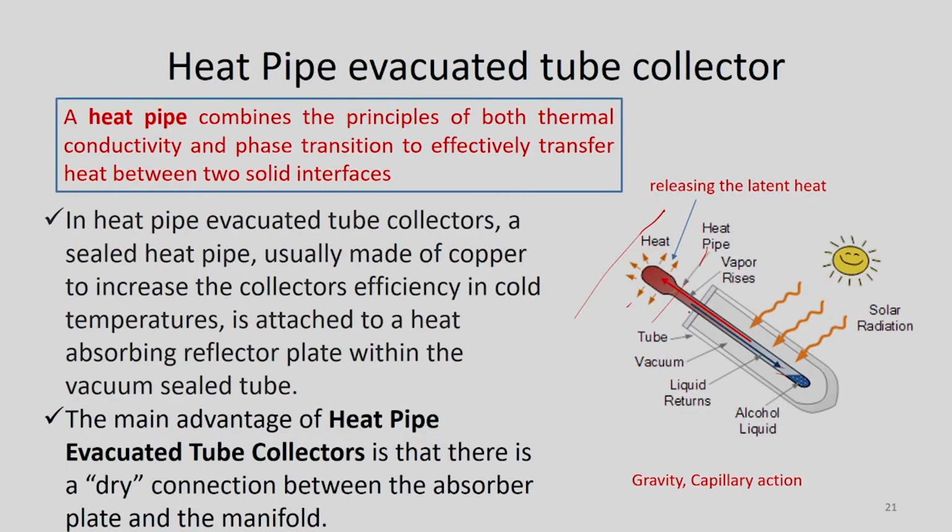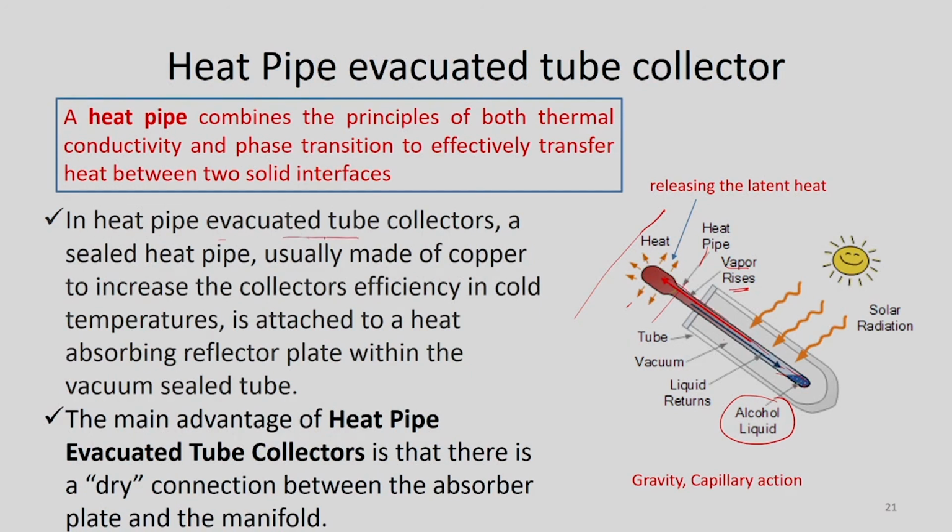And this is the vacuum. This vacuum is maintained so that energy losses are minimized, and this is the glass tube. The liquid return is shown here, and the fluid is something like alcohol. This is called the vaporizer, and this as a whole is called the heat pipe. This part is the heat pipe.